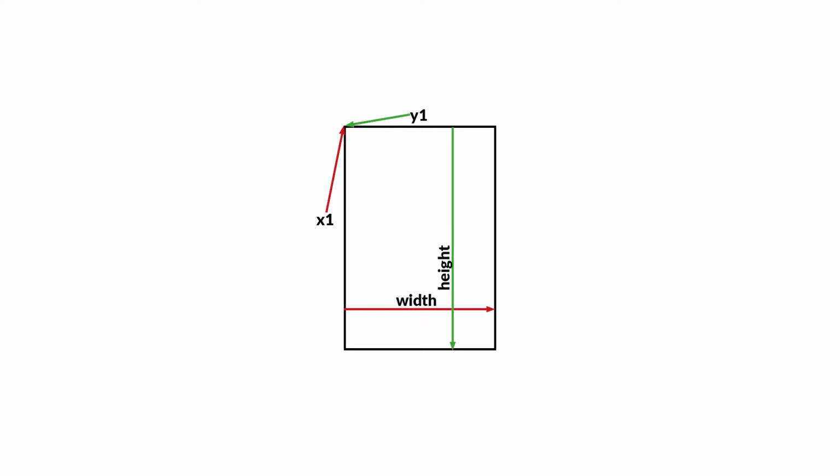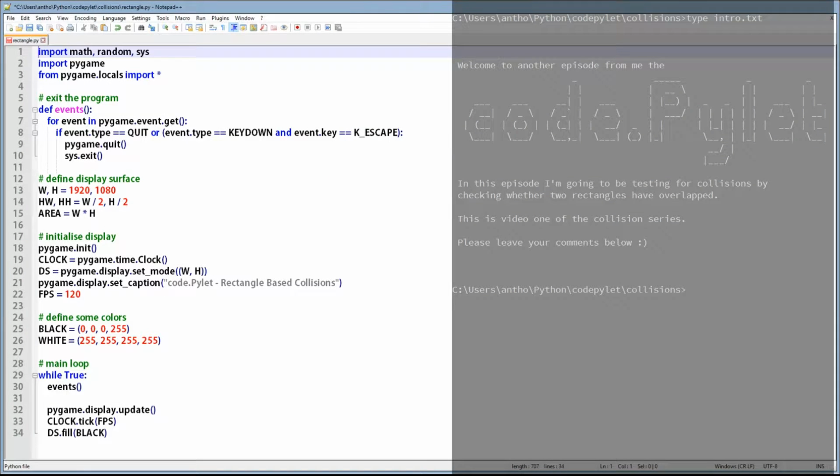When we're testing for overlapping rectangles, we're also interested in the x and y coordinate at the top left, but also the x and y coordinate at the bottom right. For simplicity's sake, top left will be x1 and y1, and bottom right will be x2 and y2. Now we can look at some code.